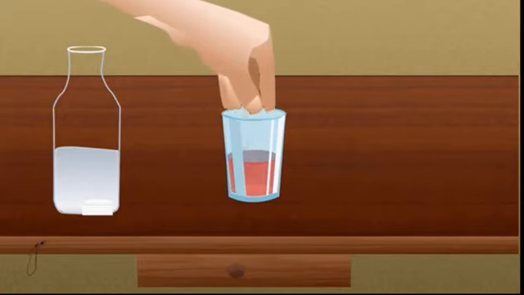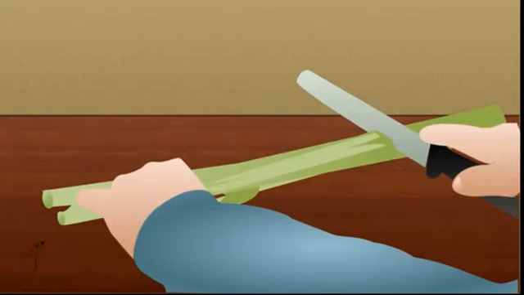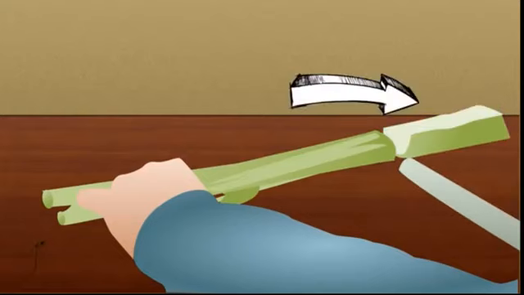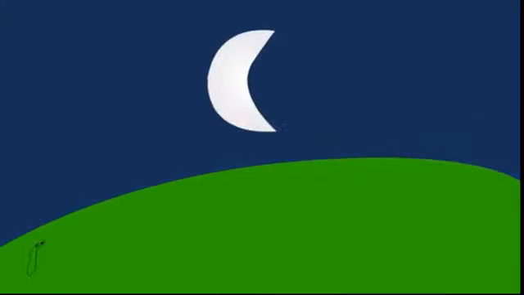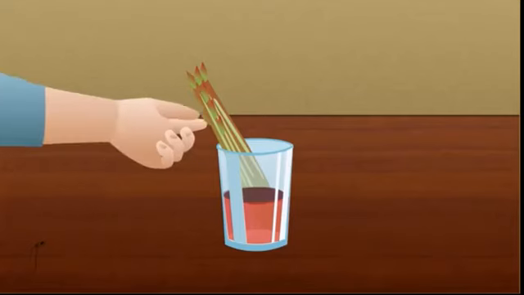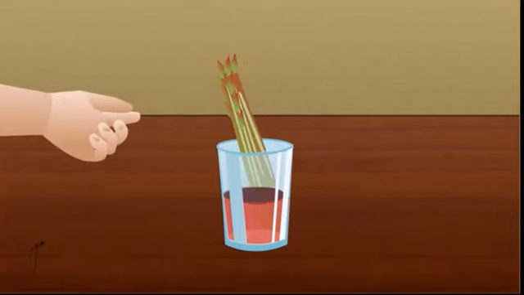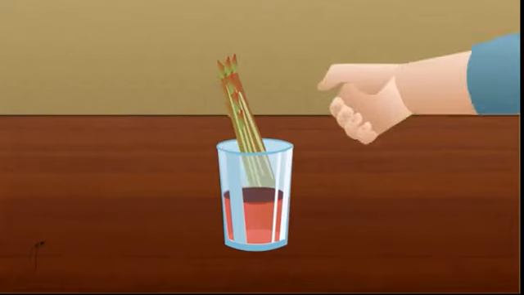Now, cut the stem of the celery from below and put it in the colored water. Now you must wait a whole day, at least, to see how the colored water changes the celery. When you come back the next day, take a close look at the leaves at the top of the celery and at the bottom edge of the stem that was standing in the water.